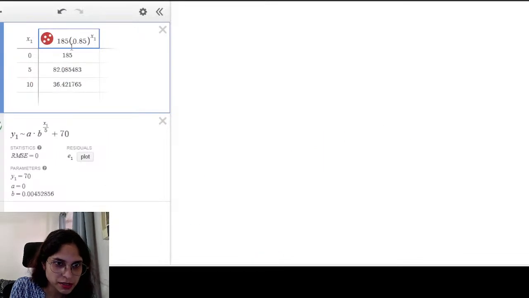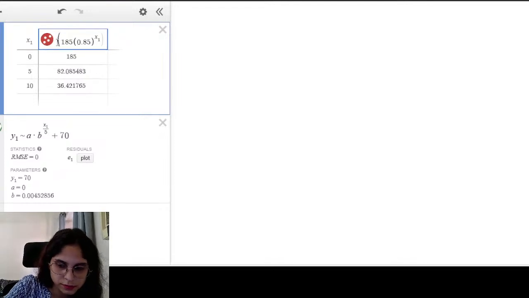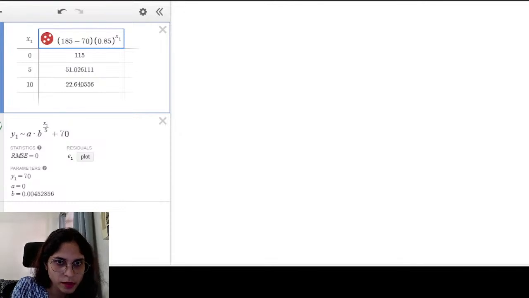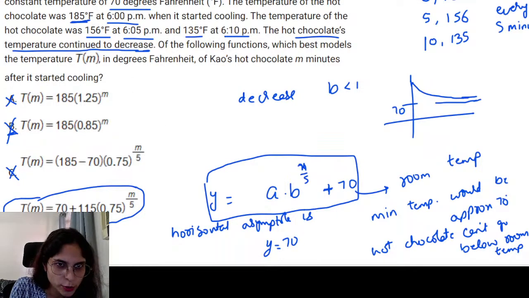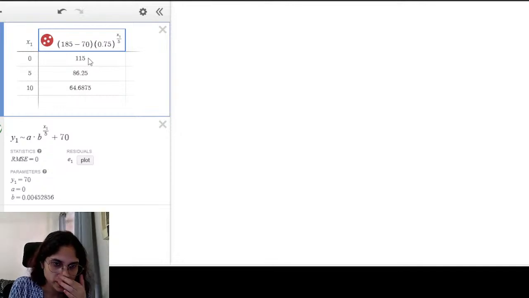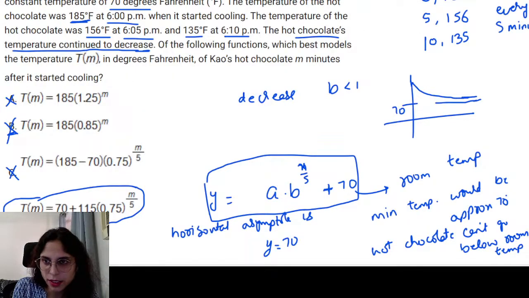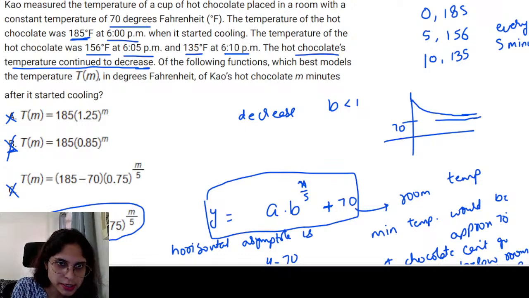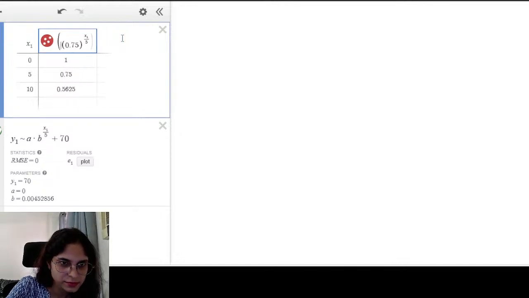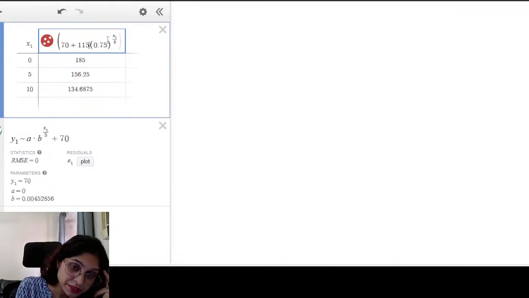Next one is 185 minus 70, and then you have 0.75 to the power x over 5. You're getting 115, that is not the correct answer. You should get 185. So that's also cancelled. Now option D is there. So you write that. We're getting exact same answers: 185, 156, 135.